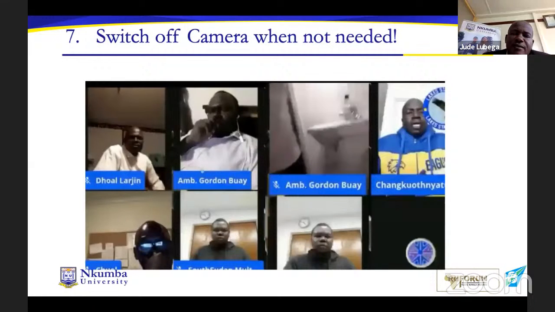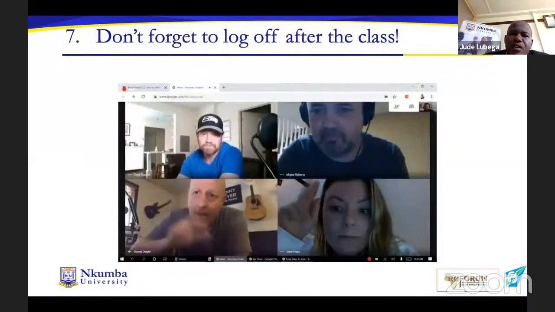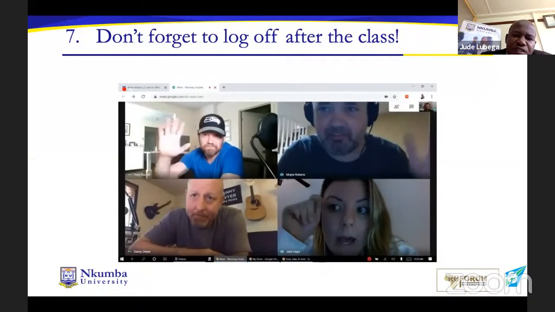Switch off your cameras if you are going away from your camera. I'm using this as an example, don't be like that meeting that took place where the camera is still capturing the toilet. Avoid it, because you don't know what is happening. So if you're going away, switch off your microphone and switch off your camera. Simple. It is an etiquette that you need to have with you at all times.